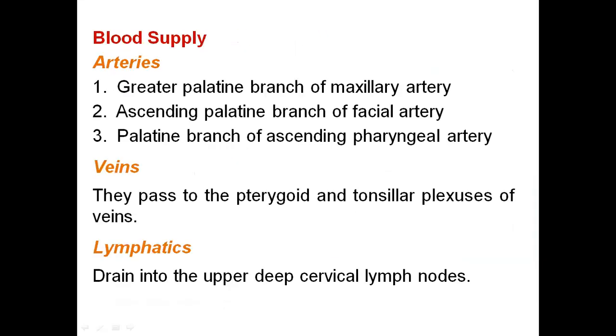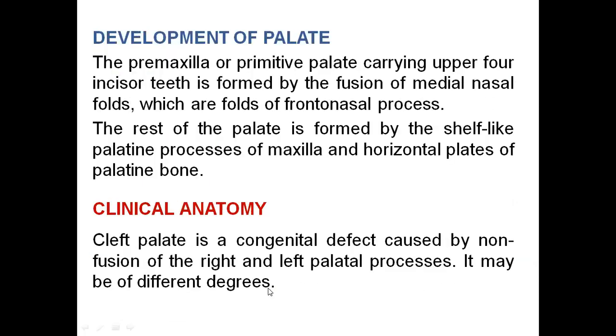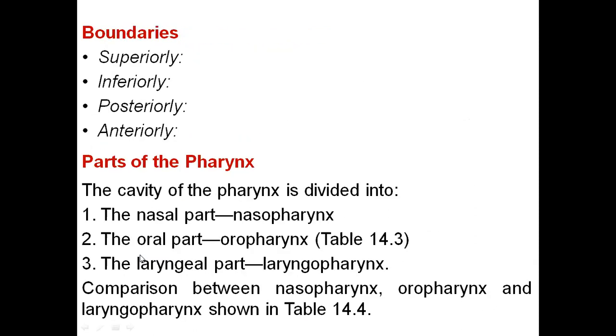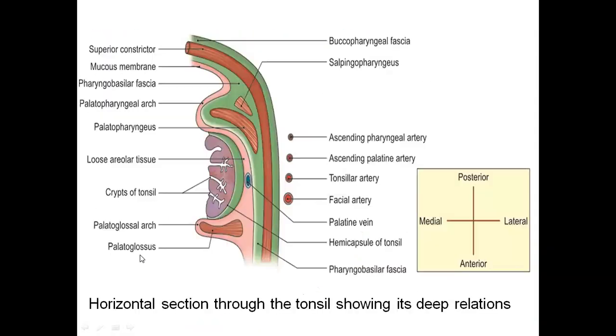Now, the blood supply of the soft palate comes from the greater palatine branch of the maxillary artery, the ascending palatine branch of the facial artery, and the palatine branch of the ascending pharyngeal artery. Venous drainage goes to the pterygoid and tonsillar plexus of veins. Lymphatics drain into the upper deep cervical group of lymph nodes. Coming to the development of the palate, we already did, and we have done the defects as well.